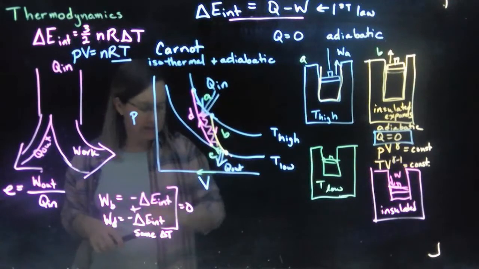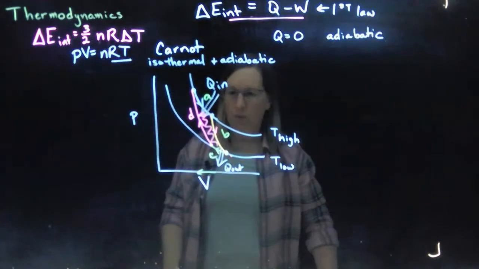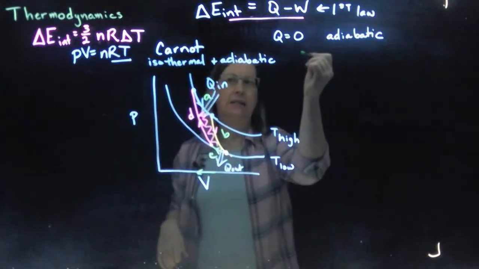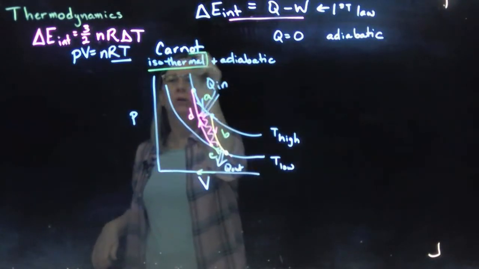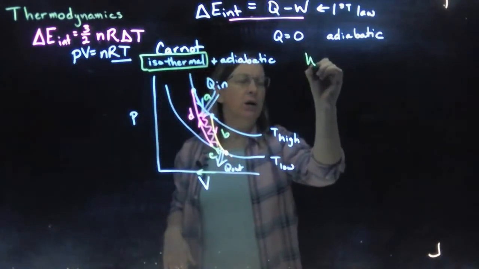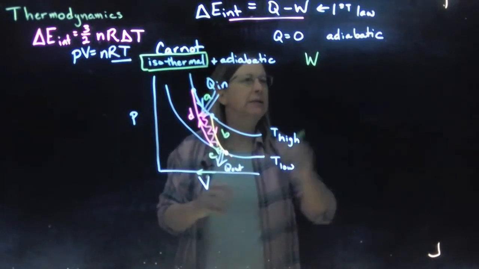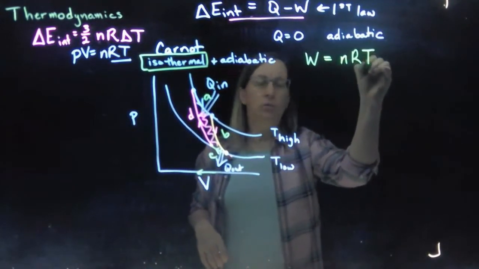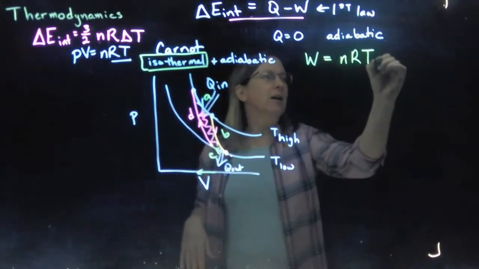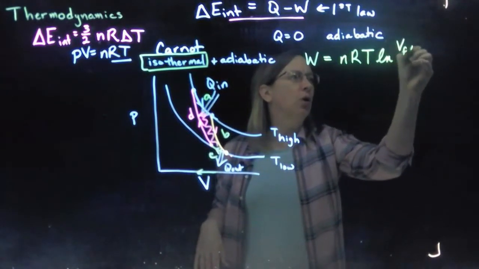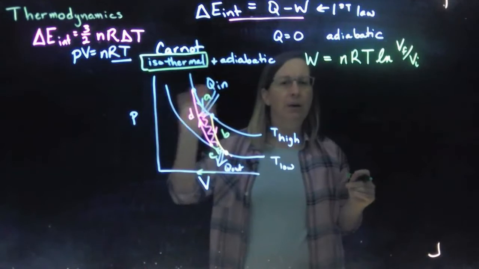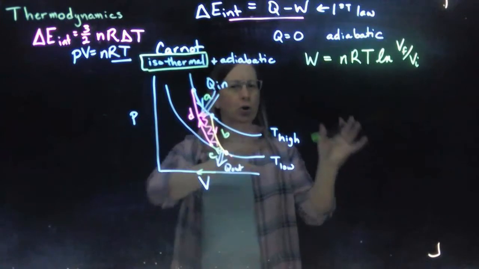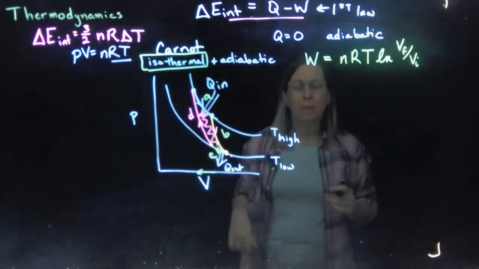Steps A and C are isothermal steps, so we're going to focus on the work done on steps A and C. The work done for an isothermal process is equal to nRT, where T is constant, times the natural log of V final over V initial. We got that by taking the integral of P dV, and that gave us the natural log. Go back a couple of videos if you don't remember seeing this.